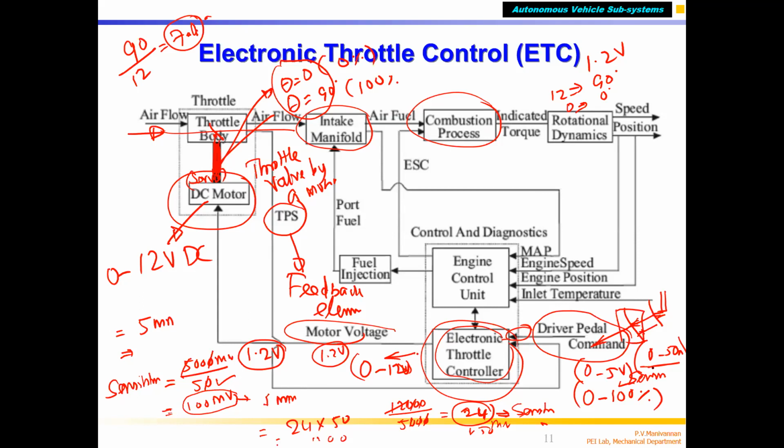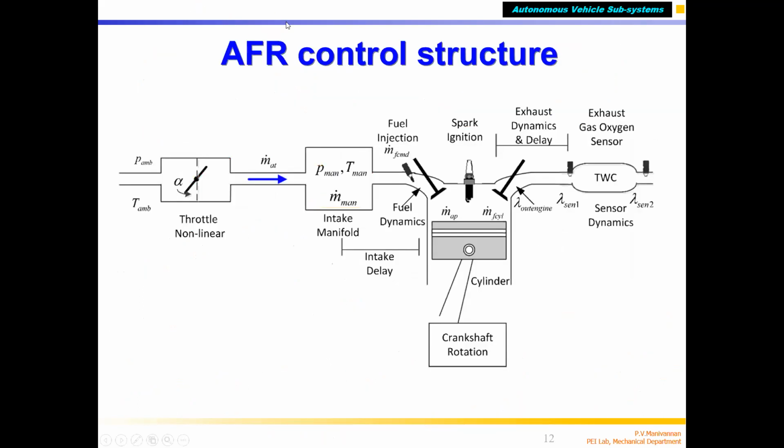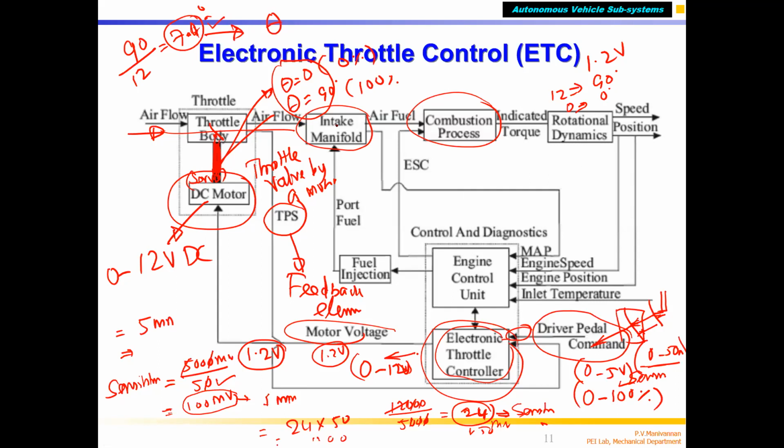If I press my throttle by 5 mm, what will happen? My throttle valve will open by 7.4 degrees. This 7.4 degree is nothing but theta. That will be given to the throttle controller, the throttle control equation, so the ECU can find out how much air is venting. So 7.4 degrees opens, and that is given as feedback.